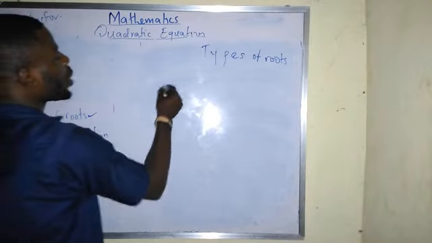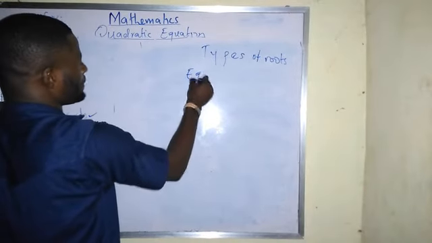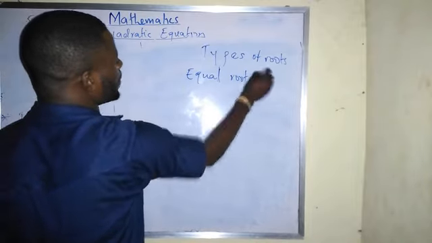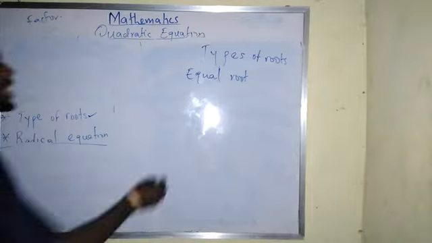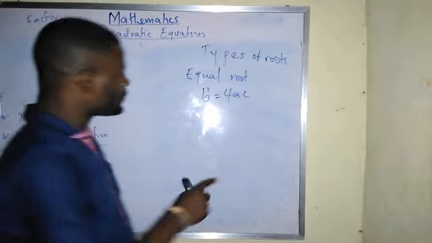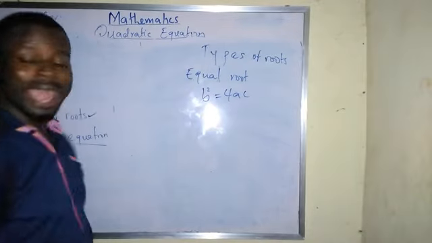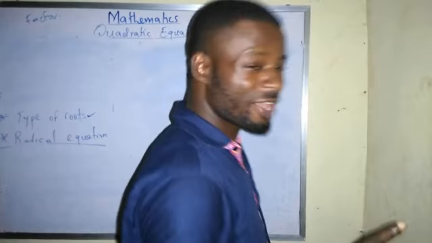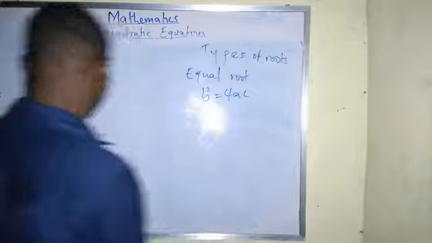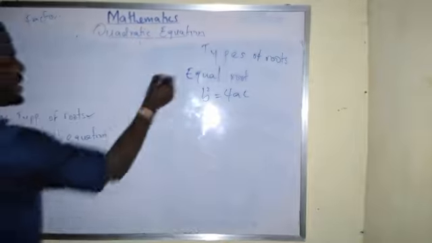Now, the first one we call equal root. Equal root is said to be equal if b squared equals 4ac. If I don't want to use the word root, I will be using the word perfect square. That's a perfect square. It means I'm talking about factor, but I'm talking about root here. Okay, that is the first one.